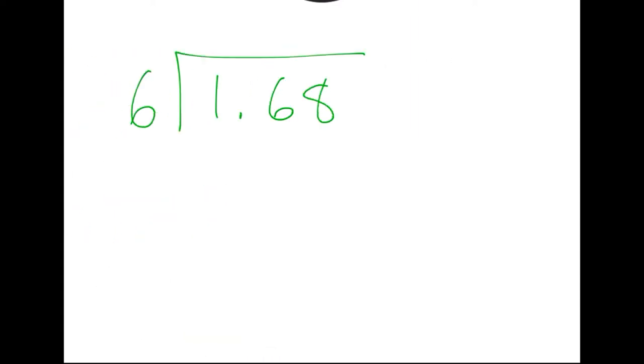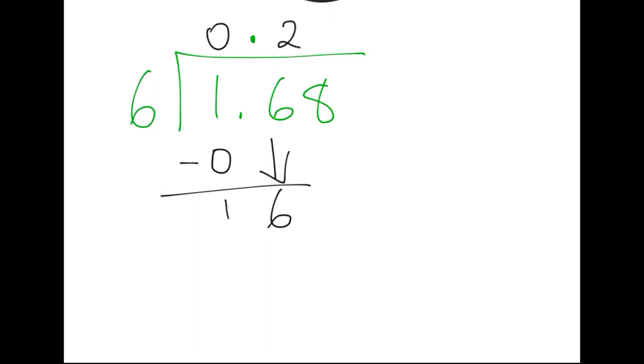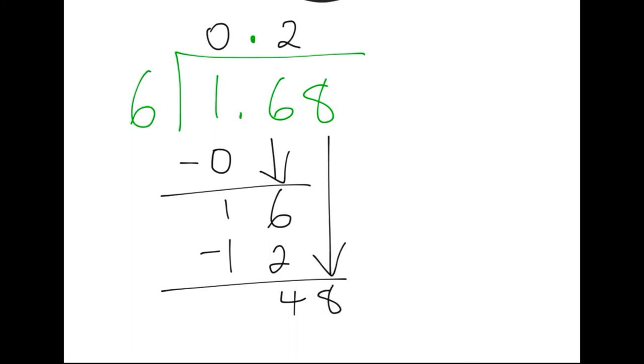How about this one? I move the decimal point up. 6 goes into 1 0 times, so I put 0 here. 0 times 6 is 0, so I bring down the 6. 6 goes into 16 how many times? 2 times. 2 times 6 is 12, so I bring down the 8. 6 goes into 48 8 times, so the answer is 0.28.